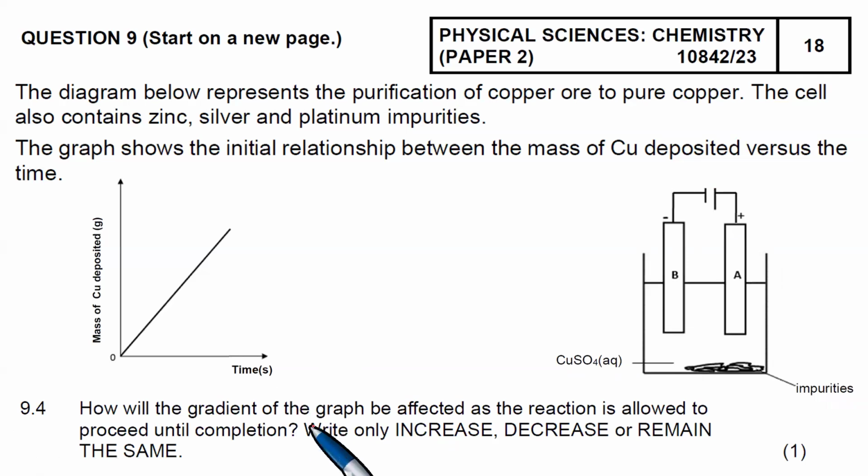How will the gradient of the graph be affected as the reaction is allowed to proceed until completion? Only increase, decrease, or remain the same. This graph. If you allow this reaction to go on until completion, the mass of copper deposited.